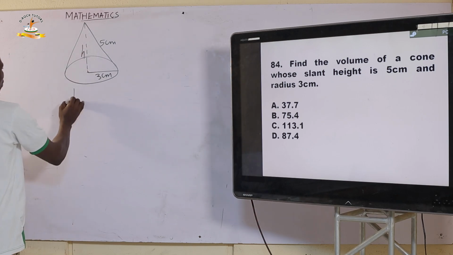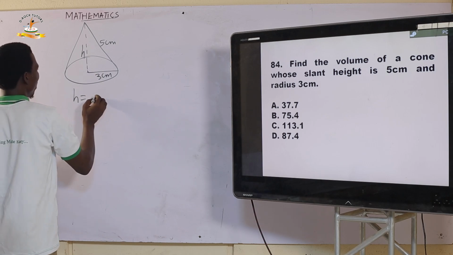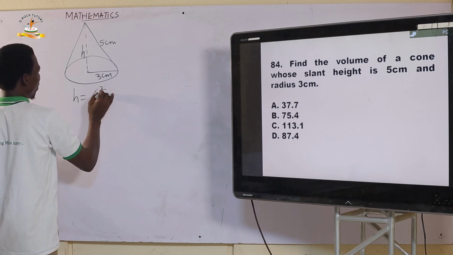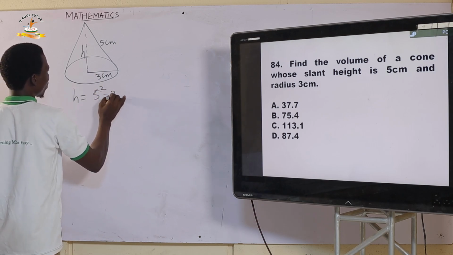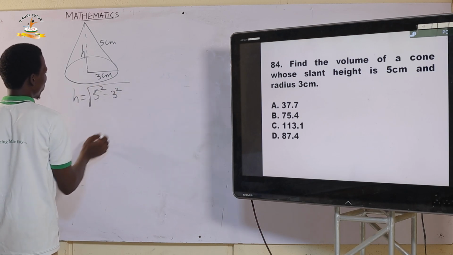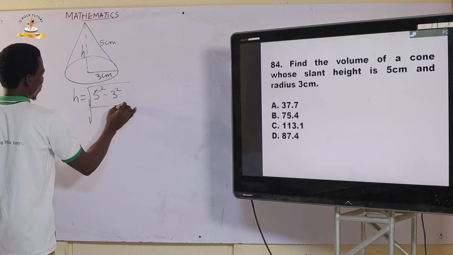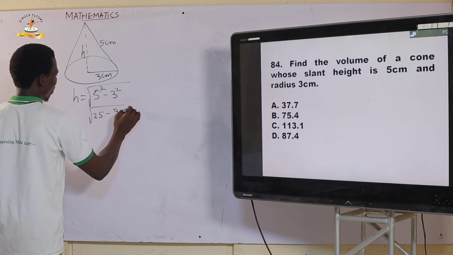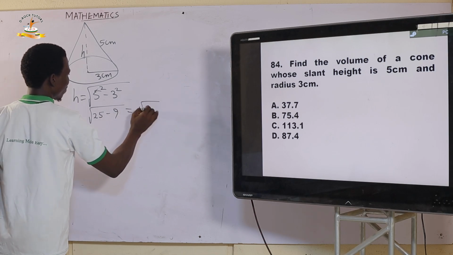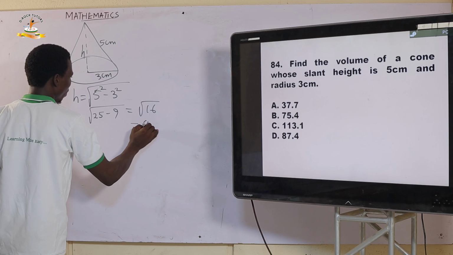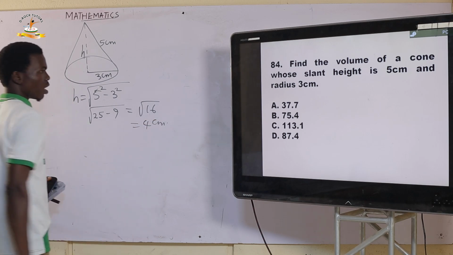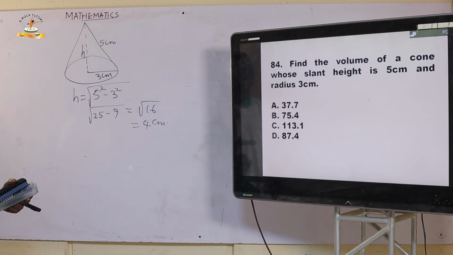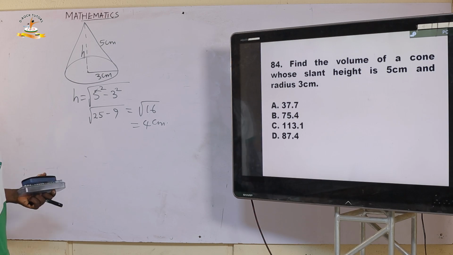So for our h, we're going to use Pythagoras theorem. h equals square root of 5 squared minus 3 squared. And this is going to be square root of 25 minus 9, which is square root of 16, which is obviously 4 centimeter. So it is a 4 centimeter height cone.